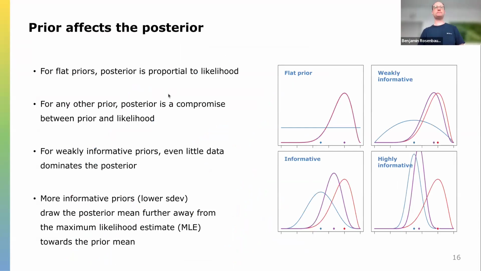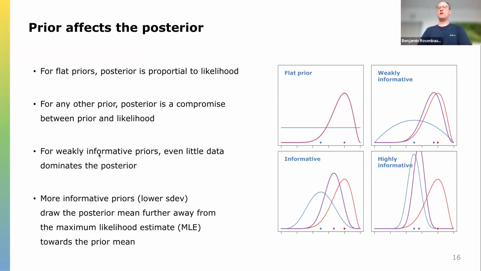So for flat priors, the posterior is proportional to the likelihood, and we can turn the likelihood function into a probability distribution, or at least we can sample from it. And for any other choice, the posterior will be some compromise between the prior and the likelihood. The prior is my information which I have before evaluating the data, and the likelihood is the pure information that the data brings into the model.